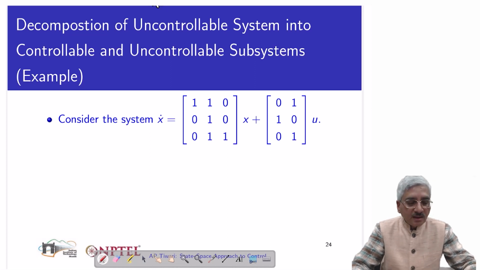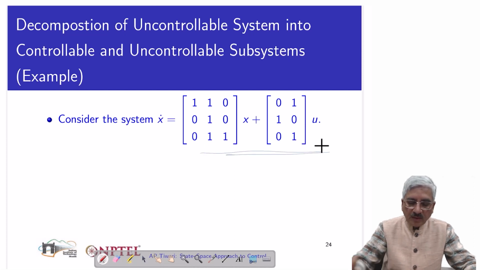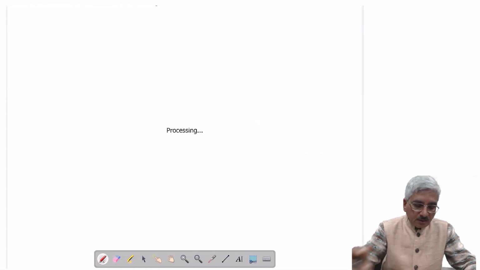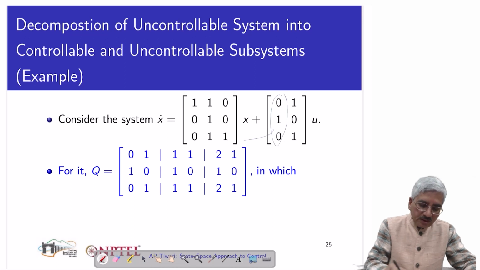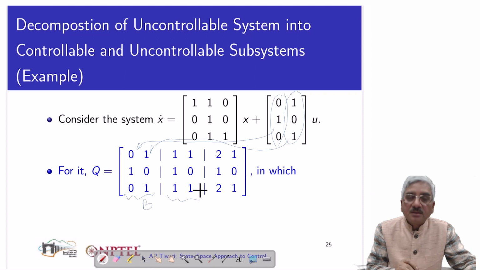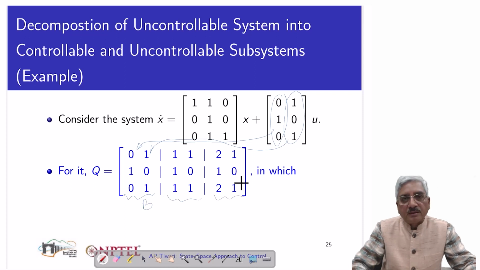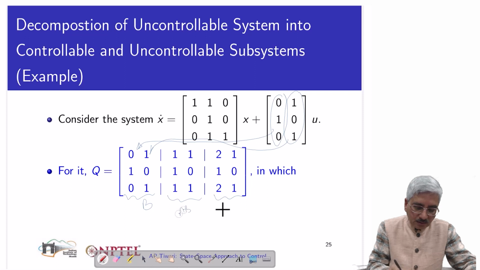Now we take an example of this decomposition of an uncontrollable system into controllable and uncontrollable subsystems. We take this third order system with two inputs, and to check its rank, we first assemble the Q matrix. So this column is here, this column is here, so this is the B matrix, this is the AB matrix, and this is the A square B matrix.